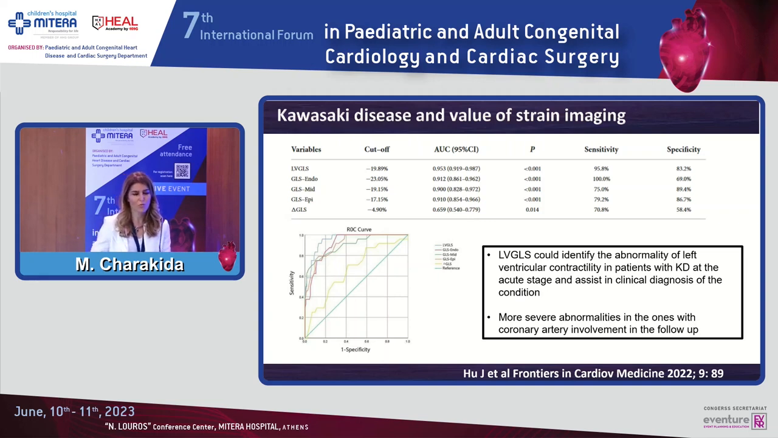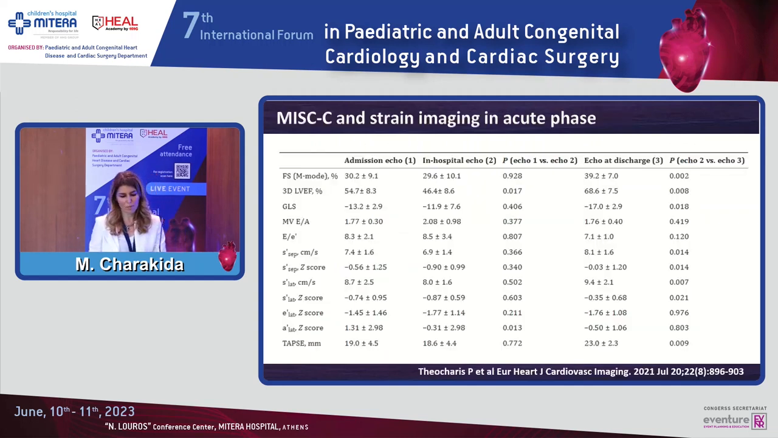So having a cutoff of -19 in suspected Kawasaki patients can assist in the clinical diagnosis and give us prognostic information about more severe abnormalities in the coronary artery involvement in the follow-up. The multi-system inflammatory syndrome: we are lucky that now, with the vaccination, we don't see this condition so much, but this is one of the initial studies published from our group at the Evelina Children's Hospital that demonstrated that this condition had more cardiac involvement than was previously considered.